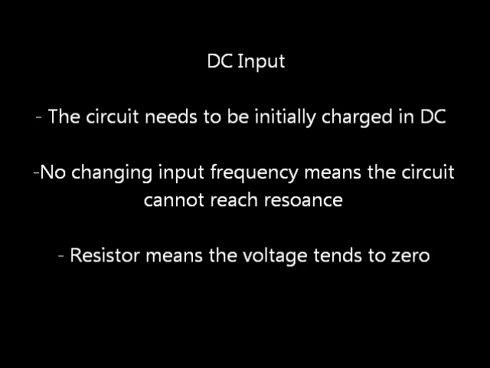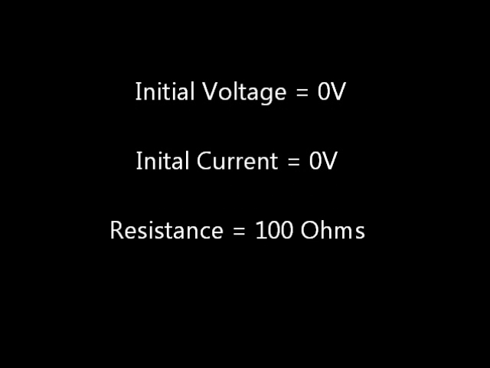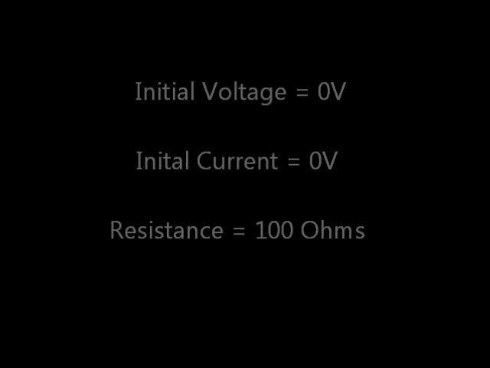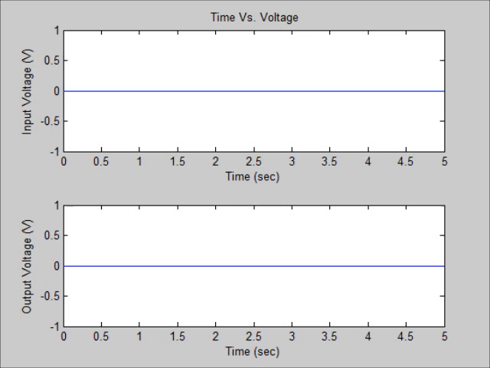This is because there has to be a changing voltage across the capacitance for resonance to occur. So in my first case, I just showed this, and I have the initial voltage at 0 and the initial current at 0 and a resistance. As you can see, nothing happens in the circuit, and there's no voltage across the capacitor or the inductor.